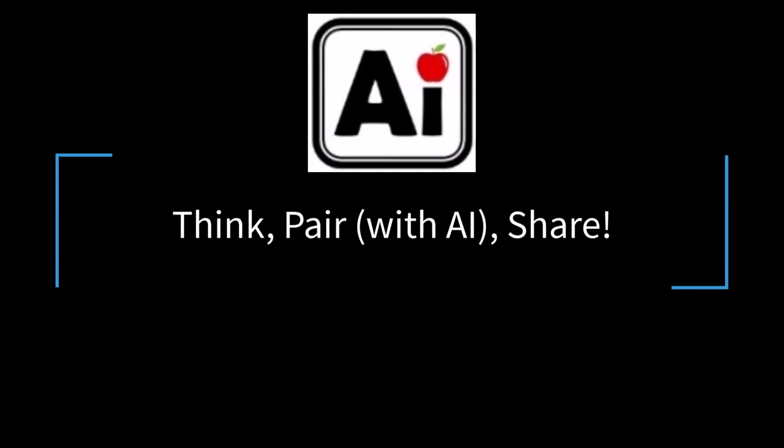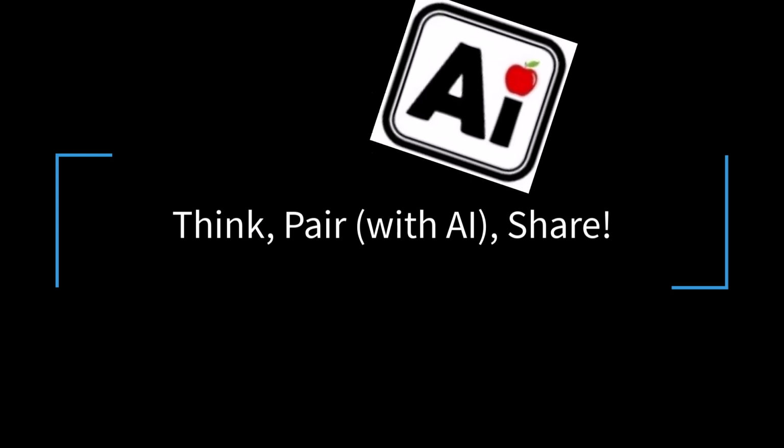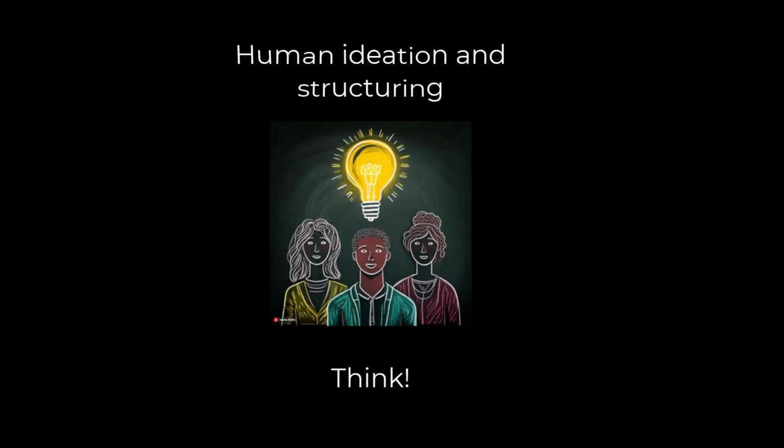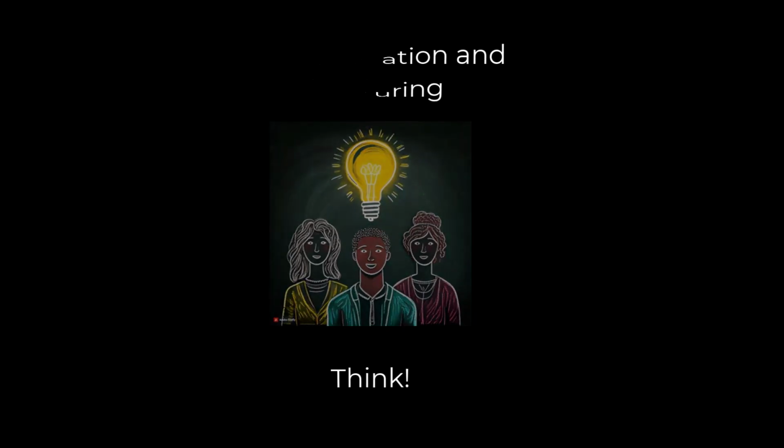This is a quick review of the Think, Pair with AI, and Share activity from Module 1. The first step is human ideation and structuring, or thinking. What do you already know? And what do you want AI to do?